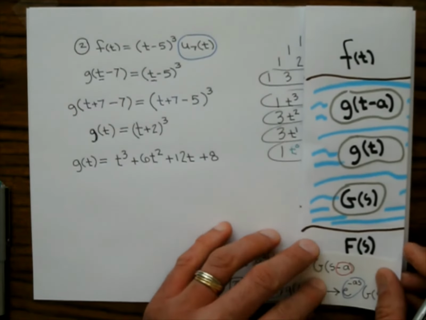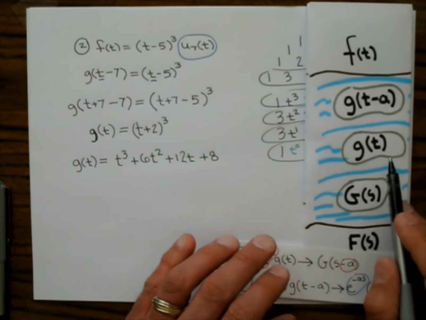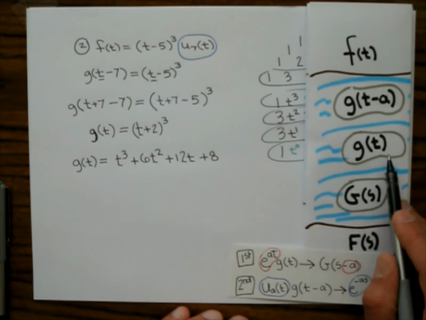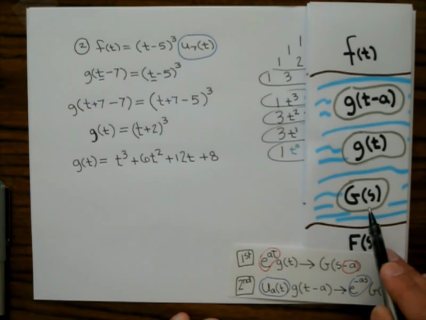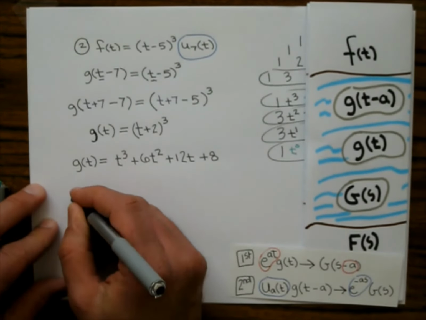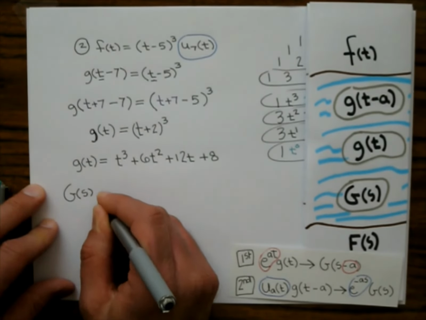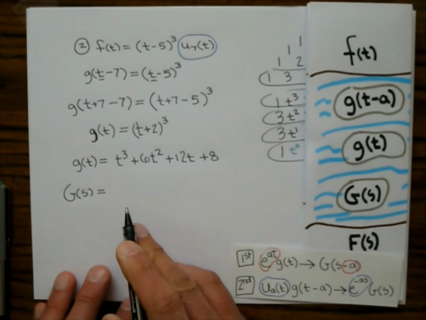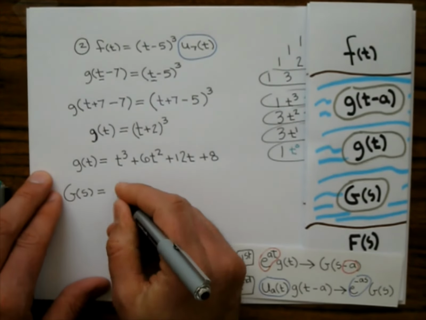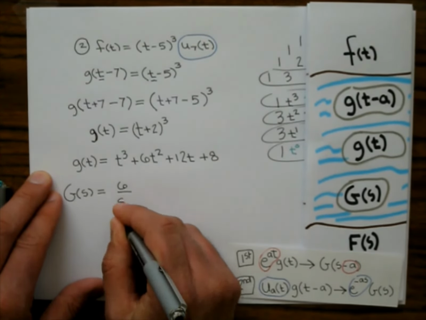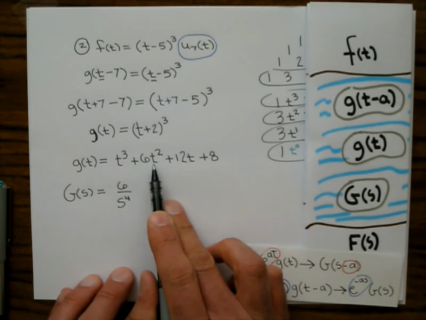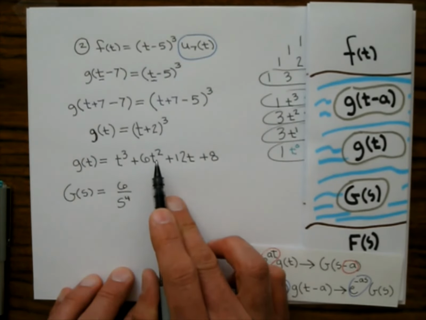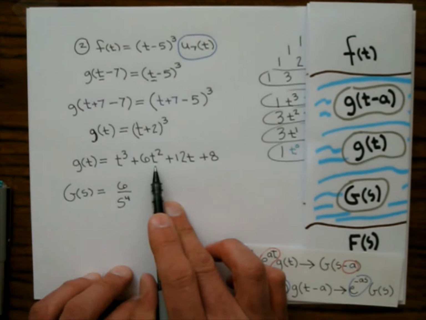Okay, so we're still on the middle rock. We've been standing on that middle rock for a little bit because we're trying to get balanced so we can jump to this rock. And that's what we're going to do now. We're going to do the Laplace transform on this. So this is g of s equals, okay, 3 factorial over s to the 4th. So this is 6 over s to the 4th. And then we have Laplace transform of t squared is 2 factorial, which is 2, over s to the 3rd.